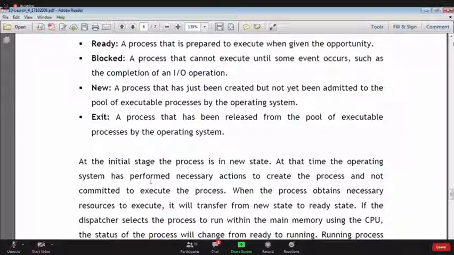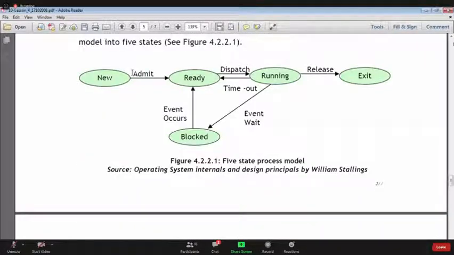At that time, the operating system has performed the necessary actions to create the process. So we have learned to create a process, right? When admitting, you create a process but do not yet commit to executing it. When the process obtains the necessary resources and is ready to execute, you can transfer it from the new state to the ready state. That is the admit.